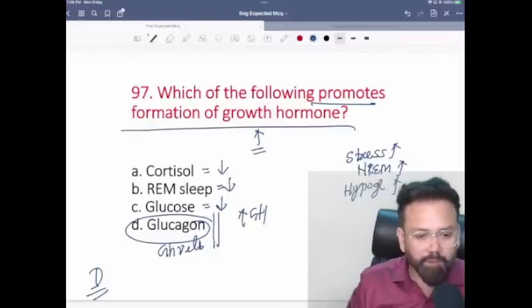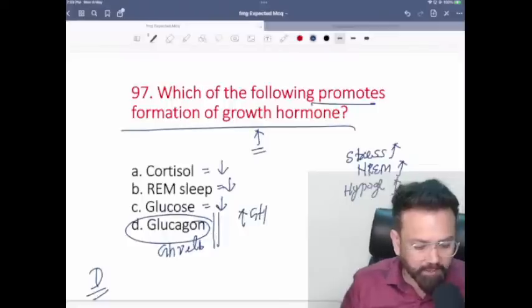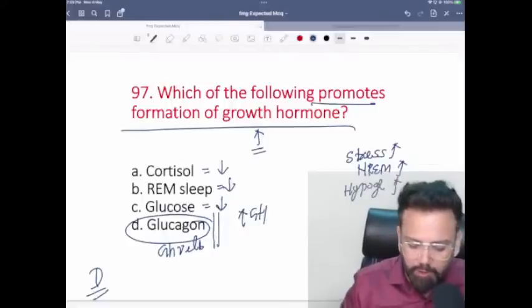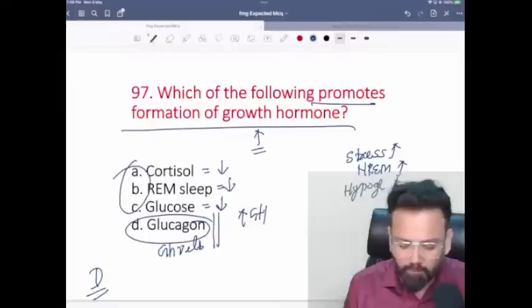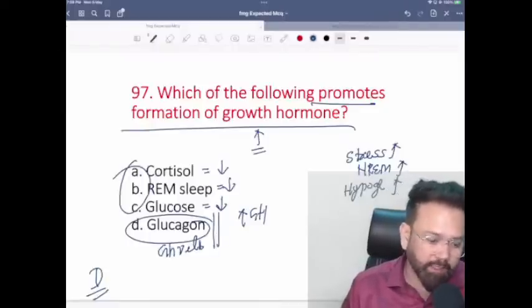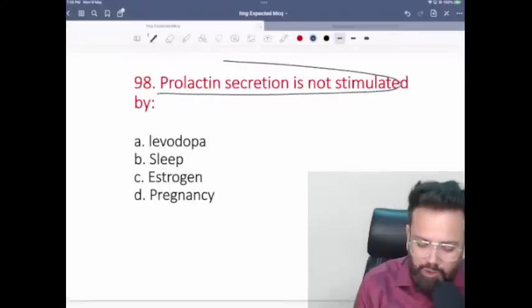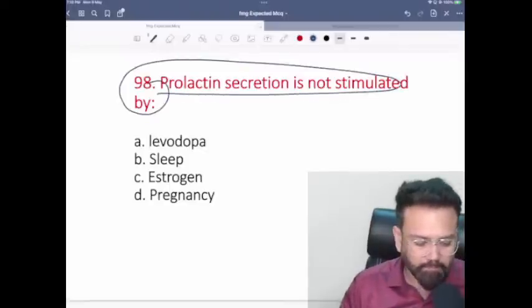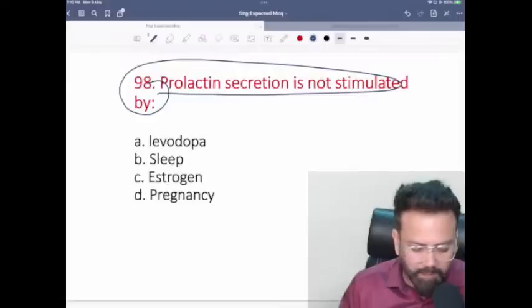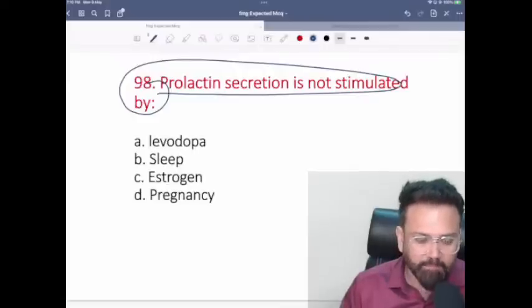Only lack of revision. See. Okay, so answer is D. Very good. So these all are decreasing growth hormone. Glucagon and ghrelin is increasing the growth hormone. Prolactin secretion is not stimulated by levodopa, sleep, estrogen, or pregnancy.